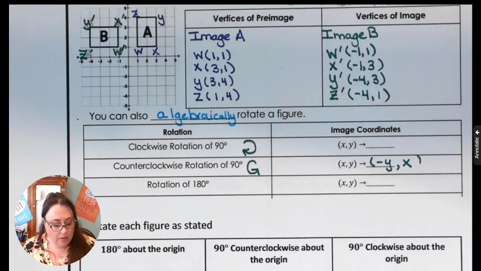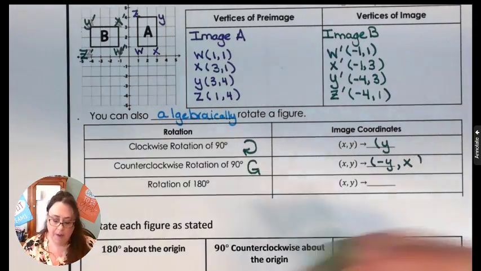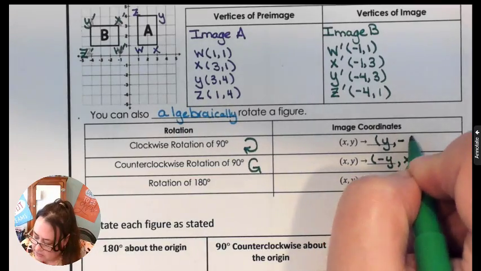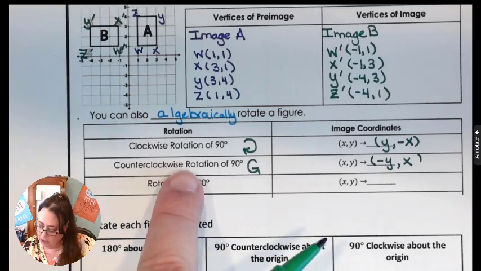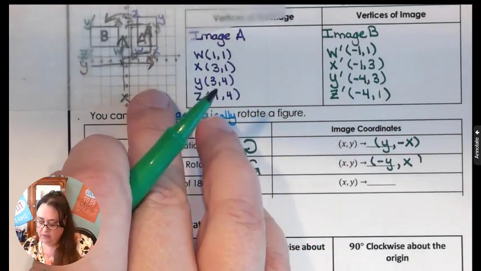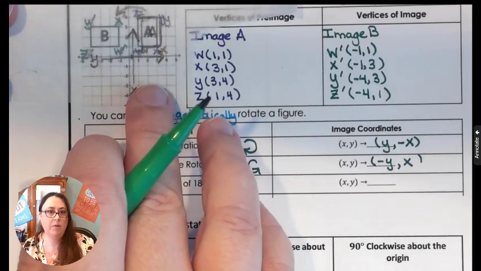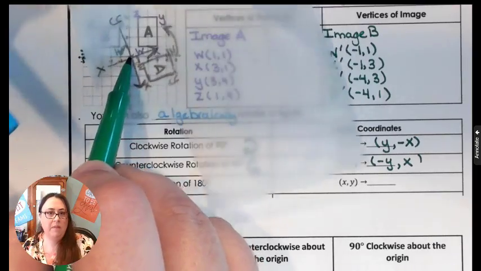Okay, if we go clockwise around, our X and Y are going to switch positions again, but our Y is going to stay positive, and we are going to do the opposite of X. So what does that mean to go clockwise 90? Let's go ahead and just use our same image right here, and we'll look at it. Clockwise 90 would have meant to go this way.